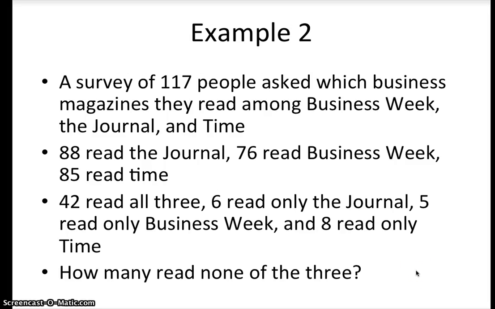The next example is going to be a different kind of three-circle Venn diagram. In this example, we say that we surveyed 117 people and talking about business magazines they read. These are people who are business people working in companies, and so they were asked about Business Week, the Journal, and Time. So we learned that 88 of them read the Journal, 76 of them read Business Week, and 85 read Time. 42 of them read all three, and 6 among these 3 read only the Journal, 5 have only Business Week, and 8 only Time.